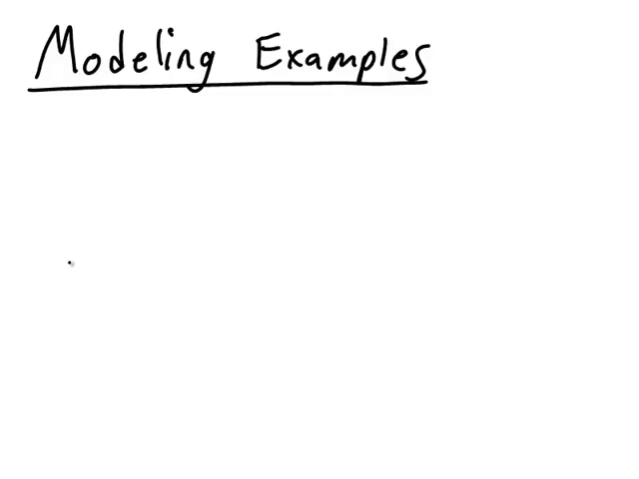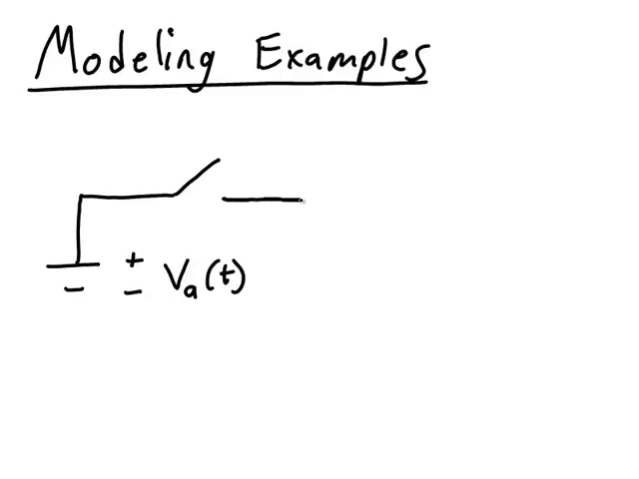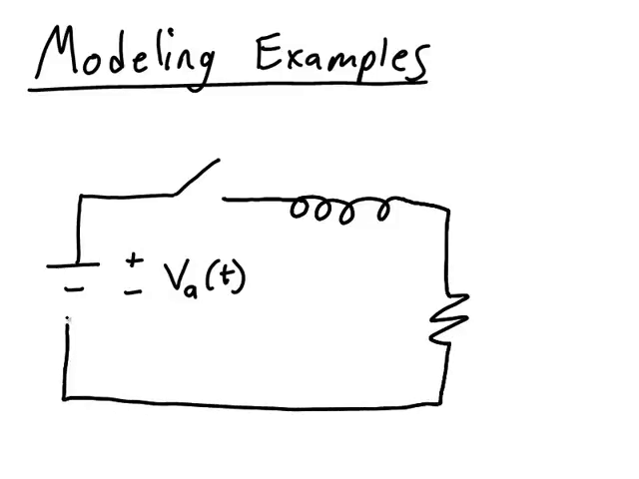For our first example, let's suppose that we have a battery, and that this battery has a voltage of V applied at time t. In this circuit, I'm going to also put a switch. In a moment, I'll talk about what the switch means in terms of our system's modeling. In this circuit, we'll have an inductor, a resistor, and for now that's all.